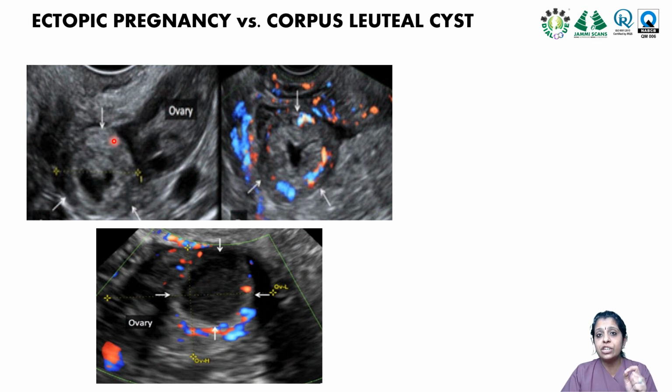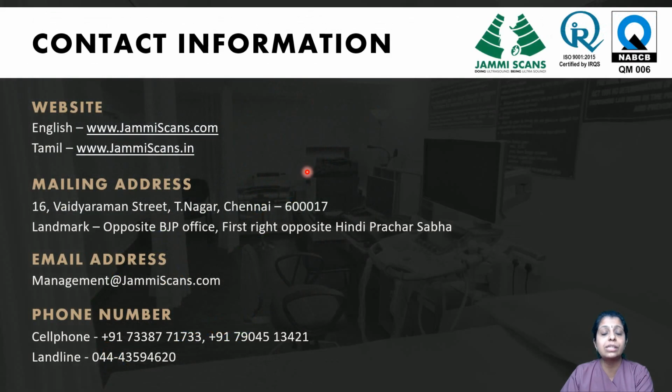Whereas in an ectopic gestation, you should be able to clearly differentiate the ovary from the adnexal mass. If you can see here, this is the ovary which is seen separately and the adnexal mass separately. So you can make out that the adnexal mass is seen separate from the ovary. This is the clinching diagnosis in ectopic versus corpus luteal cyst.